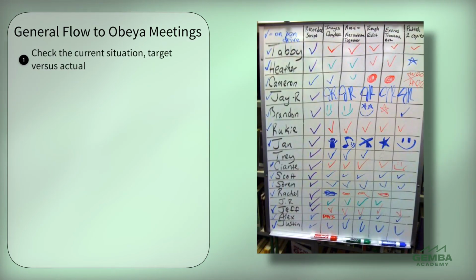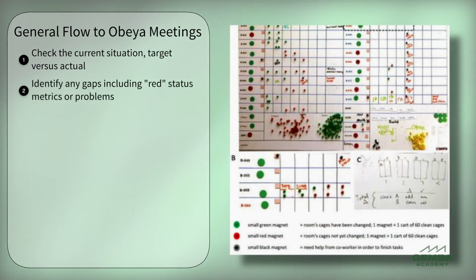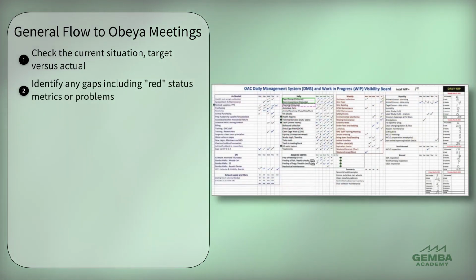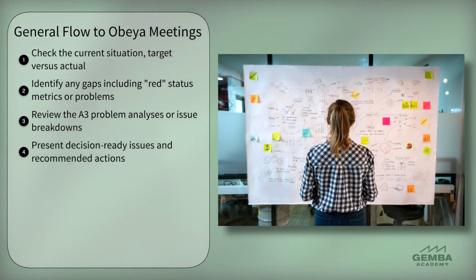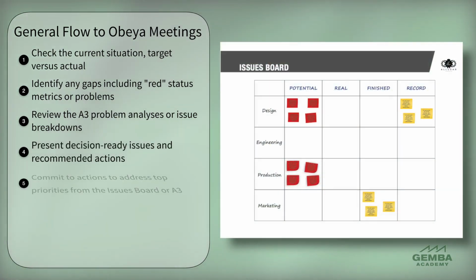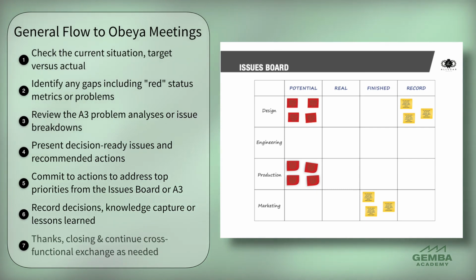1. Check the current situation, target versus actual. 2. Identify any gaps, including red status metrics or problems. 3. Review the A3 problem analysis or issues breakdowns. 4. Present decision-ready issues and recommended actions. 5. Commit to actions to address top priorities from the issues board or A3. 6. Record decisions, knowledge capture, or lessons learned. 7. Thanks, closing, and continue cross-functional exchange as needed.